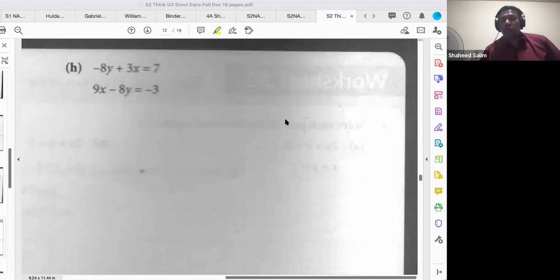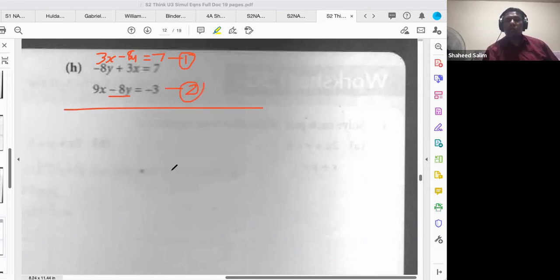Okay, we do it together. I cannot wait too long, otherwise we do not know what's happening. So can you see it's minus 8y? Let's rewrite this one: 3x minus 8y equals 7. I call this equation 1, and I call this equation 2. Now what I'm going to do is equation 1 minus equation 2.